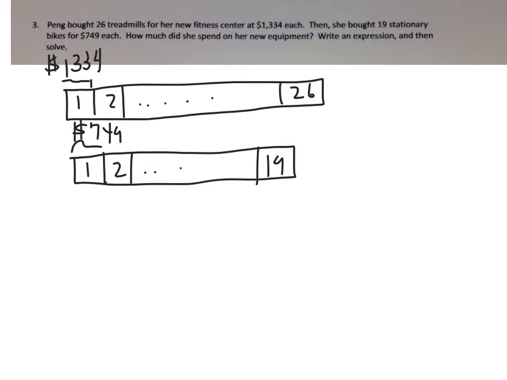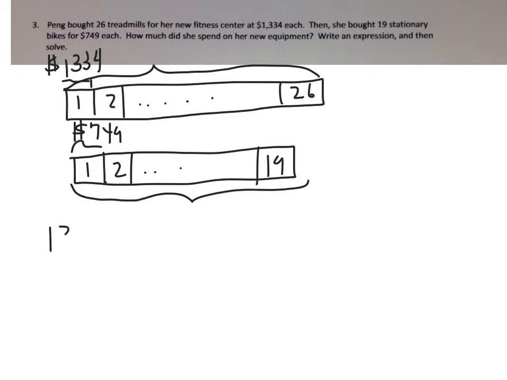Now I need to know how much she spent total on her new equipment. In order to find that out, I need to find this total. I also need to find this total. So in order to do that, I need to multiply $1,334 times 26. I'm going to do this using my standard algorithm. If you want to use partial products, please do so.